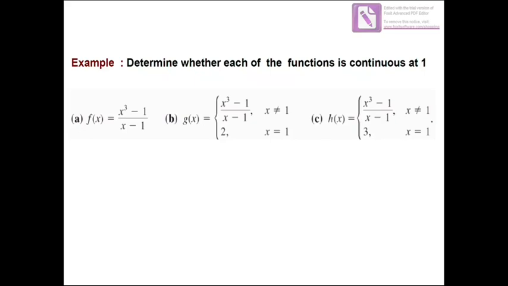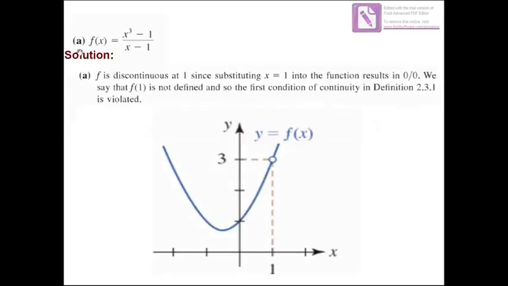So let us do it one by one. For f(x) equal to (x cubed minus 1) over (x minus 1), if you replace this x by 1 to find f(1), it will be 1 minus 1, 0, divided by 1 minus 1, 0. So 0 over 0. So f(1) is equal to 0 over 0, which is undefined.